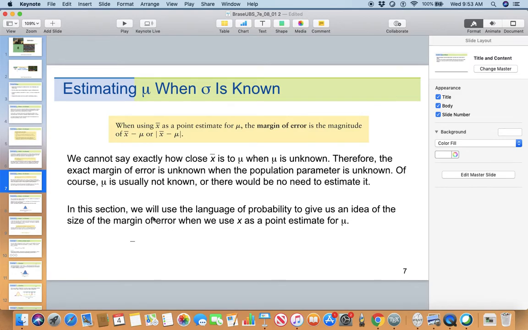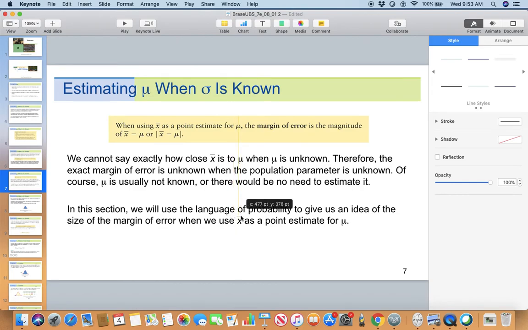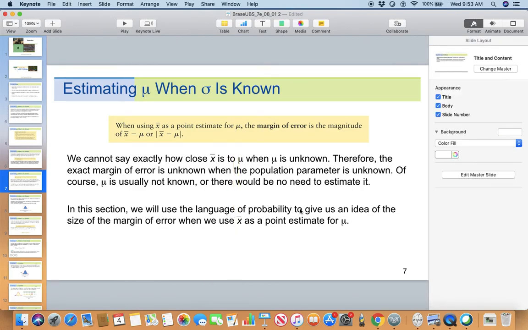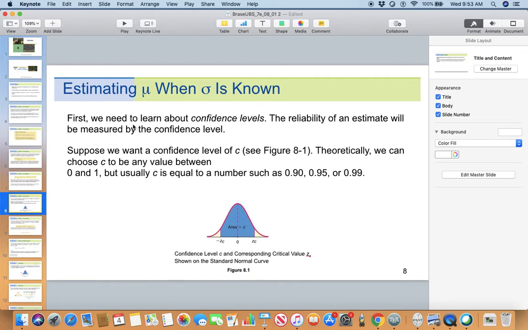In this section, we will use the language of probability to give us an idea of the size of the margin of error when we use x bar as a point estimate. So we want to use probability, basically. You will see in a minute what that means. First, before we go there, let's learn about confidence levels.